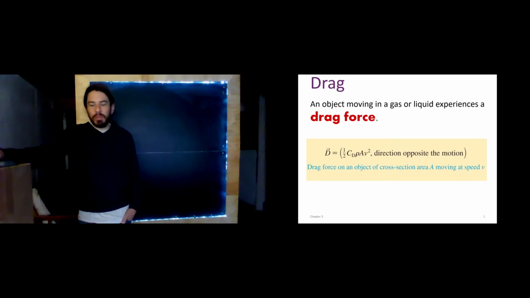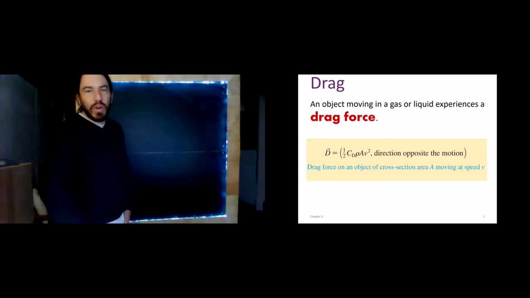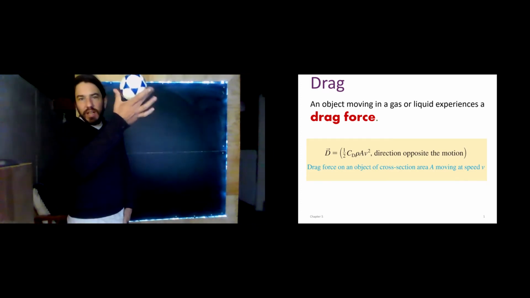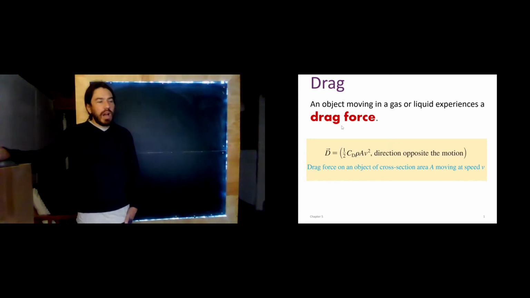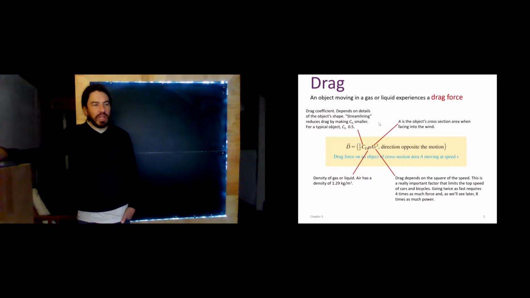But C sub d is a number between 0 and 1. For a ball falling through air, that number is about 1/2. There will be problems where I don't give you C sub d. When in doubt, just plug in 1/2 for C sub d. It's a pretty good average. So for a typical object, we're going to plug in 0.5.